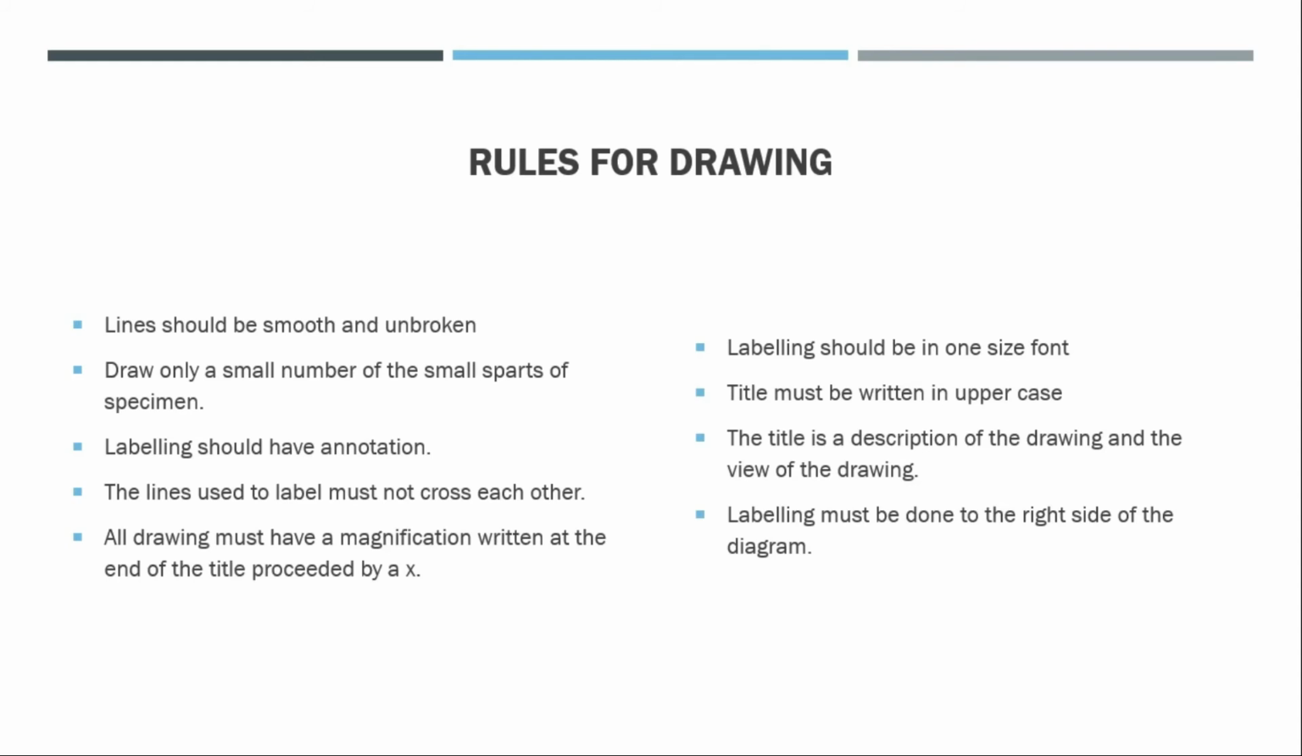Now, all drawing must have a magnification, and a magnification is written at the end of a title, and it is preceded with an X. What this X says is that the specimen is whatever number times greater than what you have drawn, for the greater part, unless you are doing a minification. But what we are doing is magnification. So if you were drawing an elephant, it would have been a minification, but if you are drawing a leaf and you are drawing it bigger, then it is magnification.